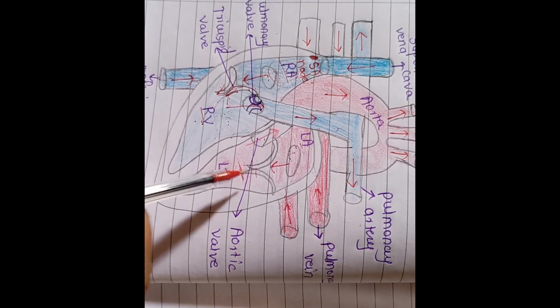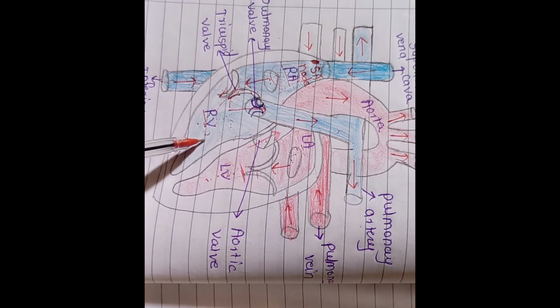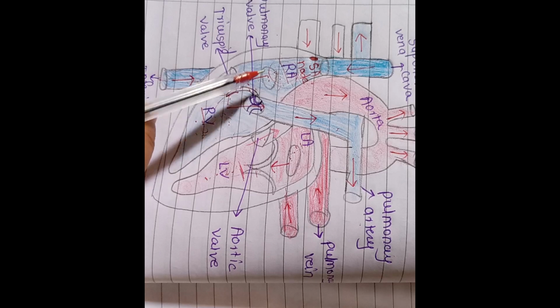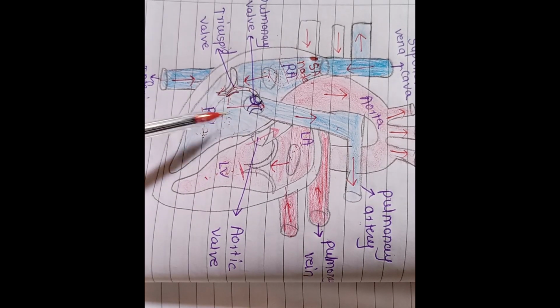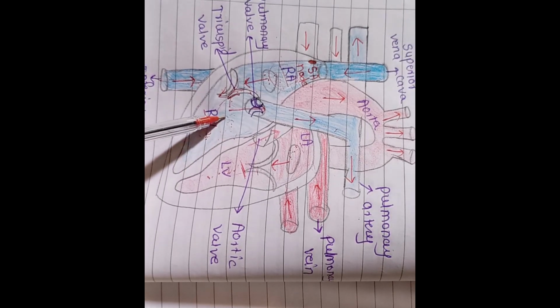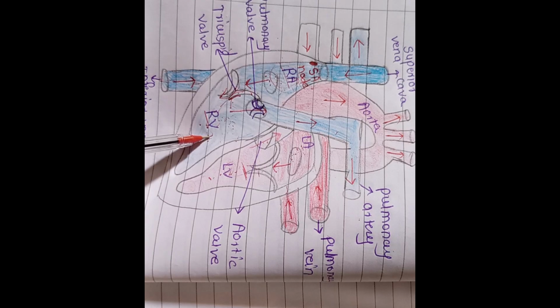Now, the third part is ventricular contraction, that is ventricular systole. Systole means contraction. After the atria contract, electrical impulses reach the atrioventricular node, which is present in the ventricle, which triggers the ventricle to contract.